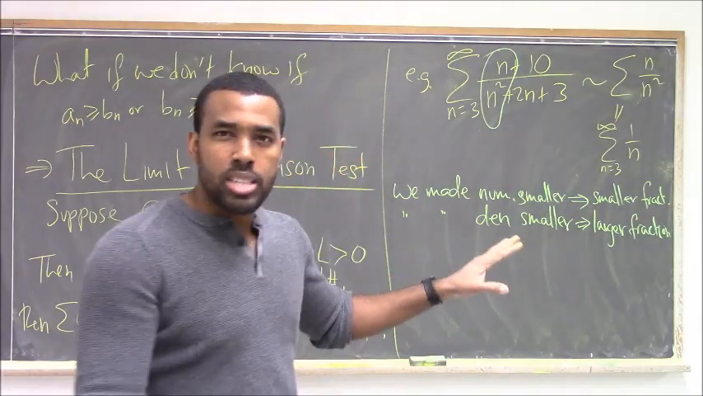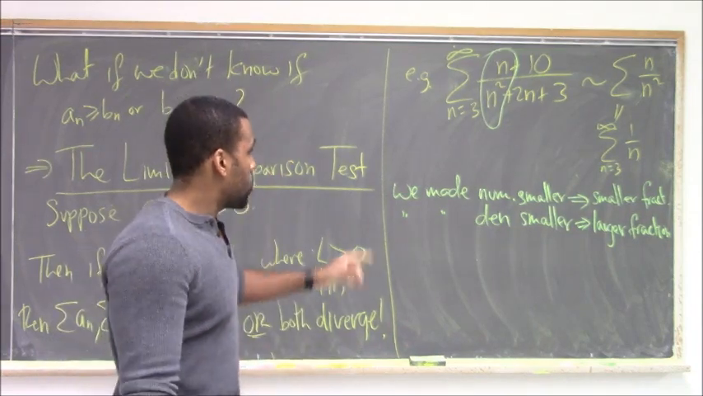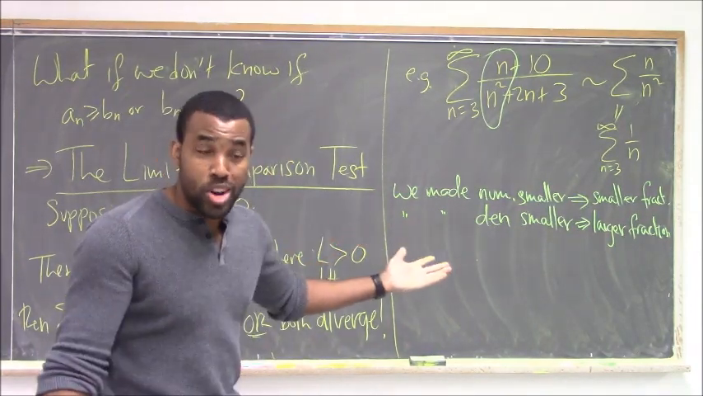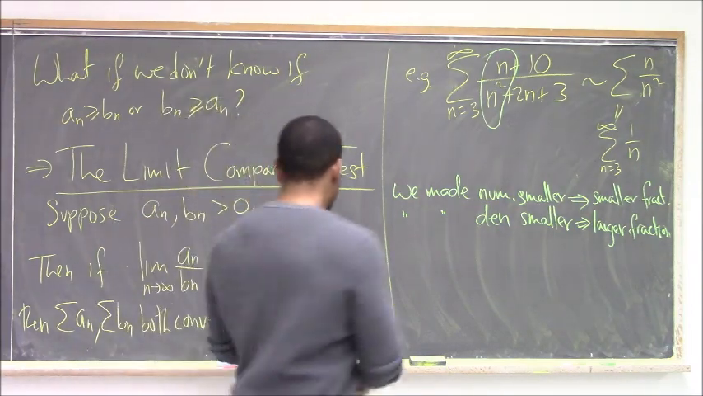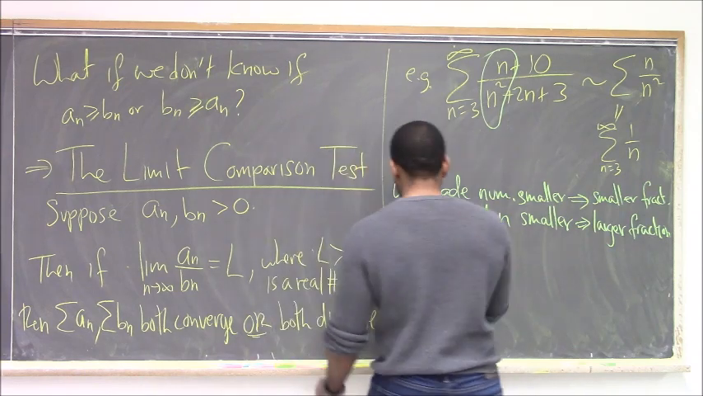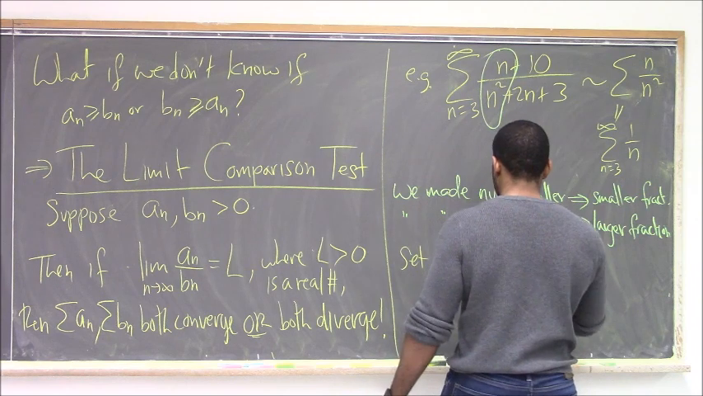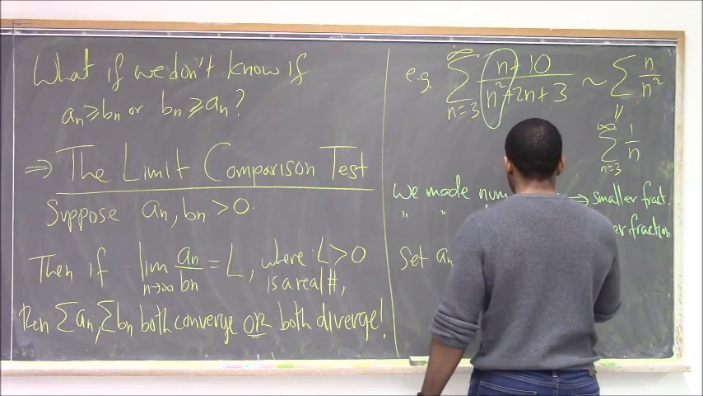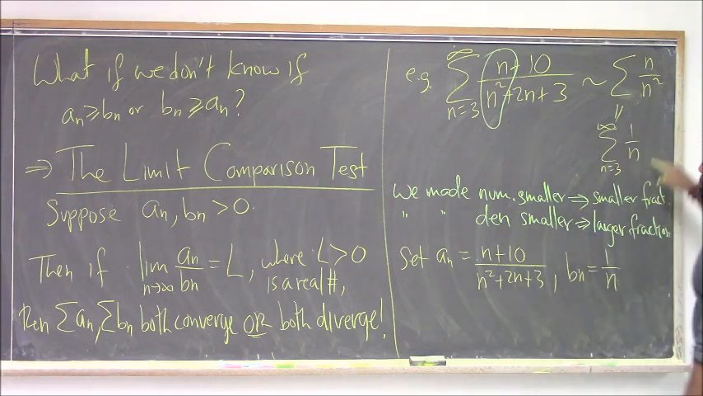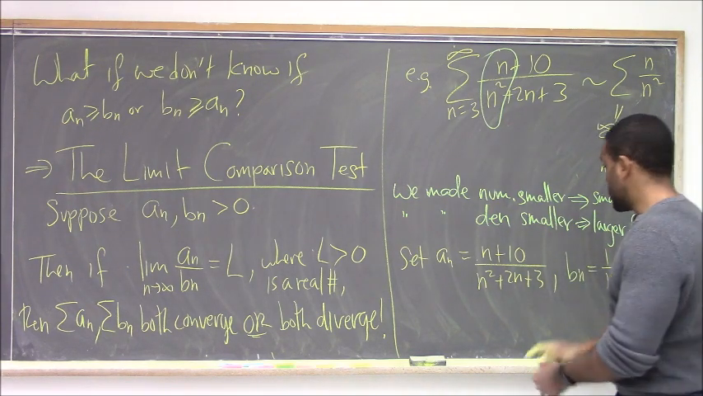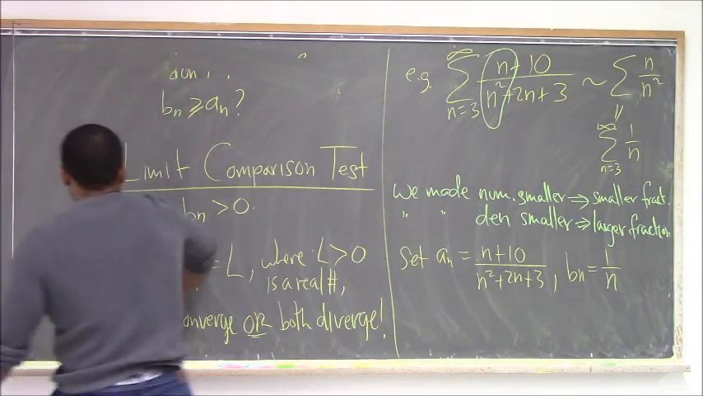So I don't want to spend a long time dealing with other issues that I shouldn't have to be dealing with. What I'm going to do is not figure out who is larger or smaller, but rather just take a limit. If I set an to be the original guide, and set my bn to be 1 over n, which, by the way, we know what bn does: it's the harmonic series, so we know that diverges. What I'm going to do is take a limit.